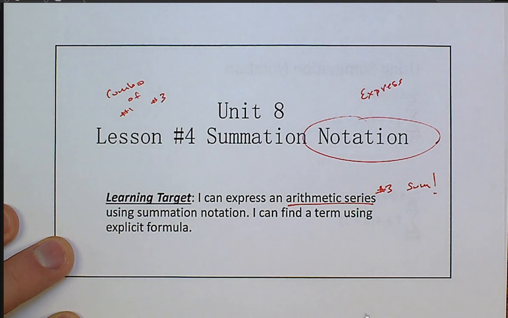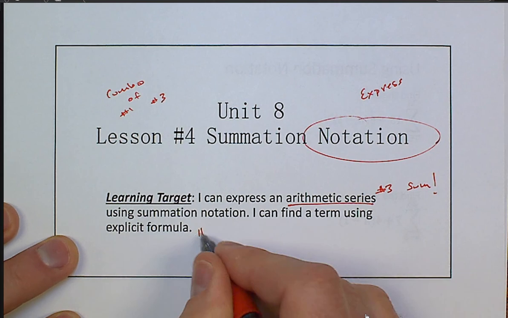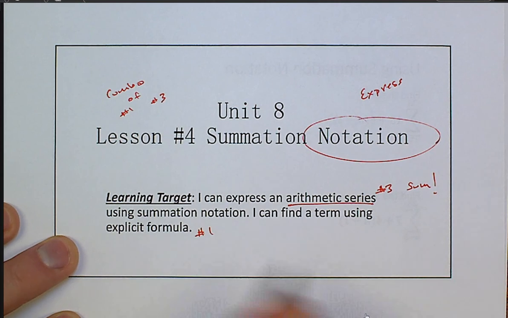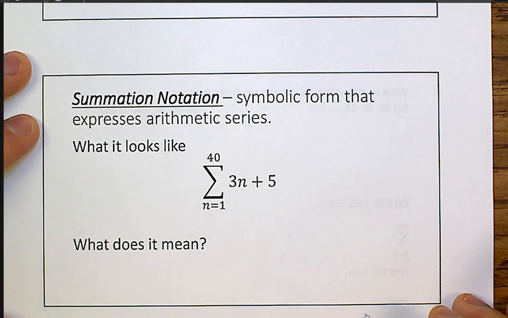Also, I can find a term, any term, using the explicit formula. That's what you did in lesson 1. So we're going to be focusing today on the arithmetic series, which means we're going to be using the explicit formula for that. So again, it's a combination of 1 and 3. Okay? So let's just jump right into it and start talking about summation notation.